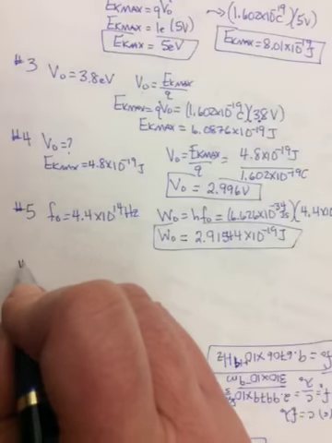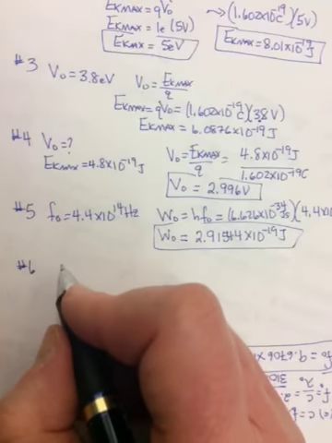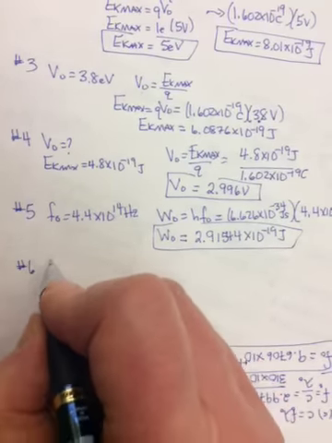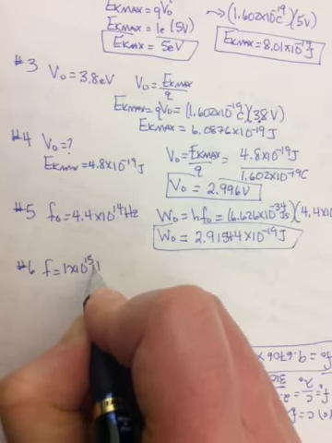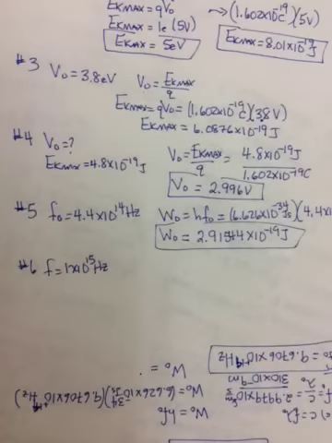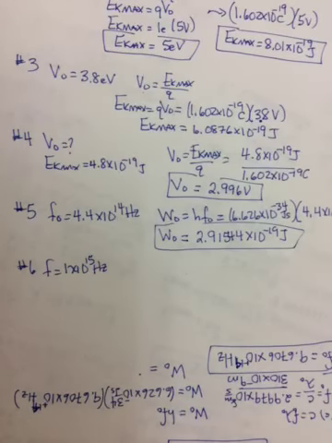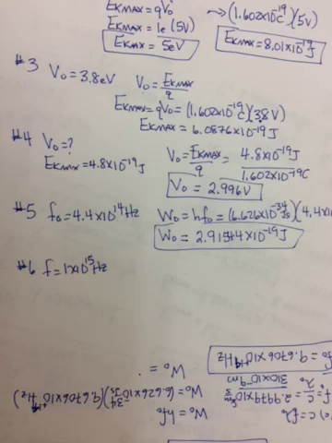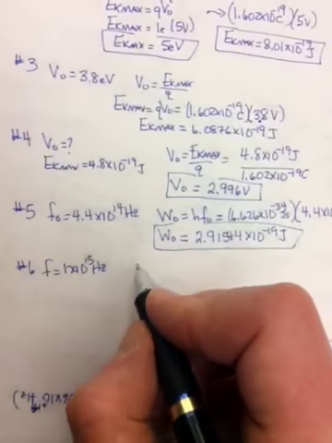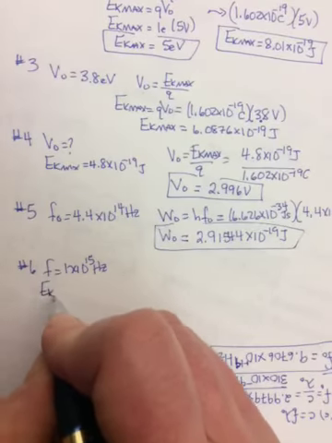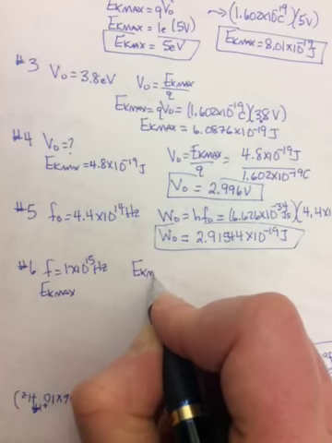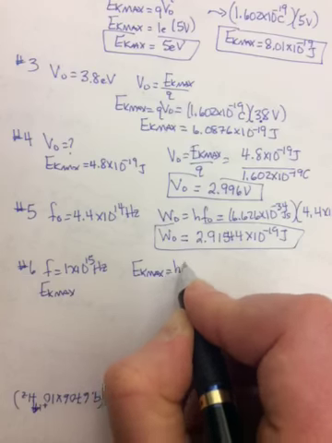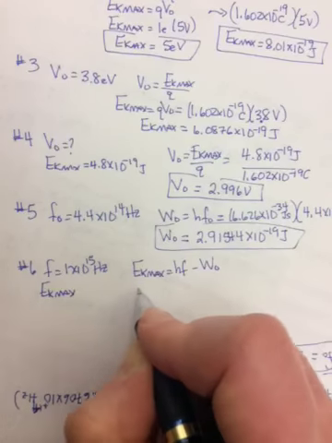And the last one, number 6. If light with a frequency of 1 times 10 to the 15th hertz falls on the sodium in the previous problem, what is the maximum kinetic energy? So you're looking for EK max. So we use our equation. EK max is equal to HF minus WO.